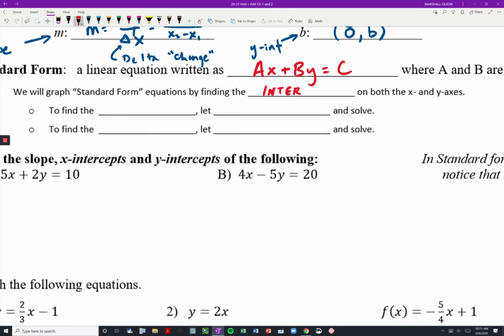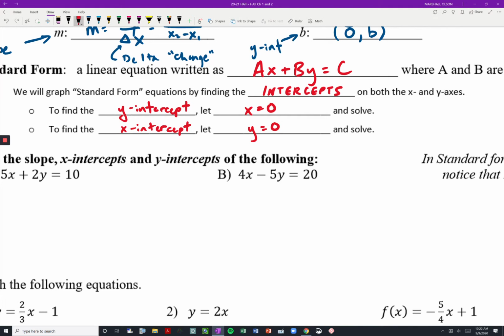The way that we're normally going to graph standard form is by finding the intercepts, both the x and the y-intercepts. And there's a really easy way to do that. To find the y-intercept, we can let x equal 0, because x equals 0 for any y-intercept. And to find the x-intercept, we can let y equal 0. And in each case, we're then going to solve the resulting equation.